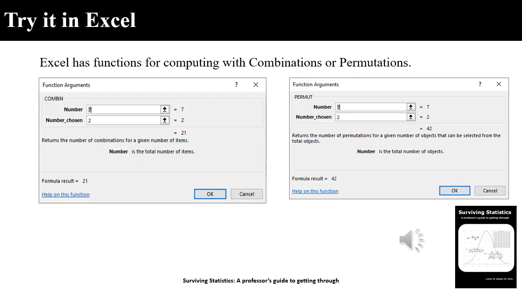And as I already mentioned, Excel does have formula functions for computing both combinations and permutations. You just need to know the number that you're choosing and the number available, and it will compute each of those, the combination or the permutation. Remember, we use the combination when the order is not important and permutations when the order is significant.